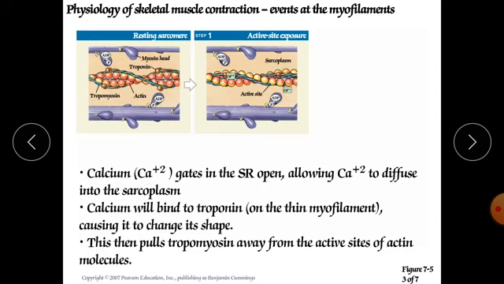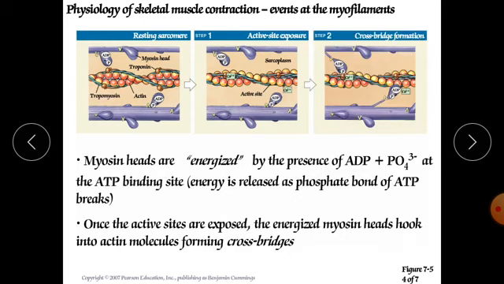Then this pulls tropomyosin away from the active sites on the actin molecules. So here is the tropomyosin, this one. This tropomyosin is above actin, and due to this binding the tropomyosin will lose its hold over the actin, and after that this actin will be free. This is the active site on actin. The actin molecule is also a protein, so the actin is going to be free, meaning the tropomyosin will be released. Now here you can see it has been released.